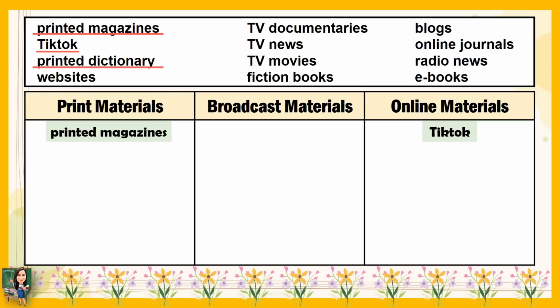Next, printed dictionary. Is it print, broadcast, or online material? Very good. Printed dictionary is a print material. Next, websites. Is it print, broadcast, or online materials? Very good. Website is an online material.